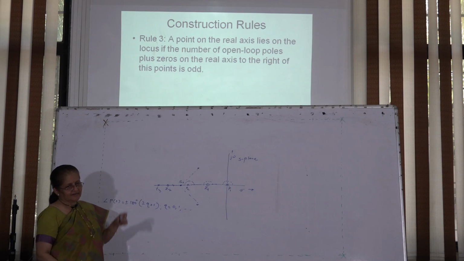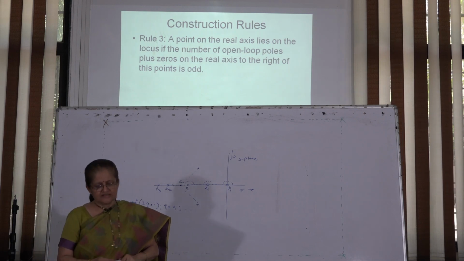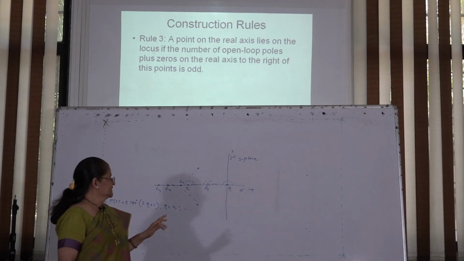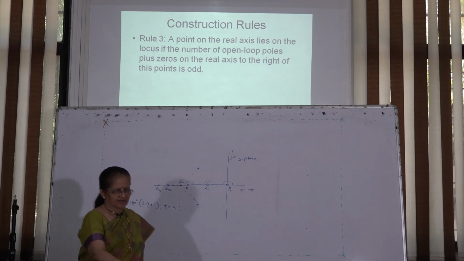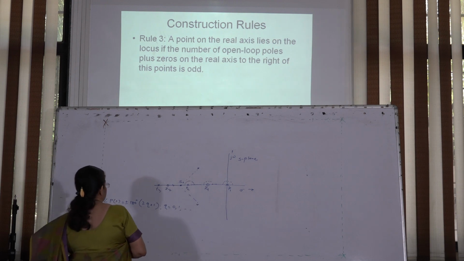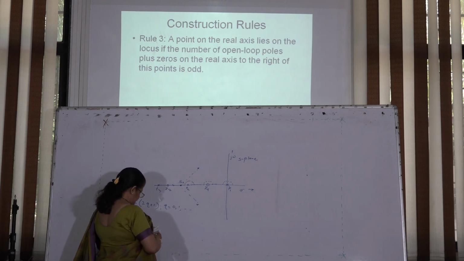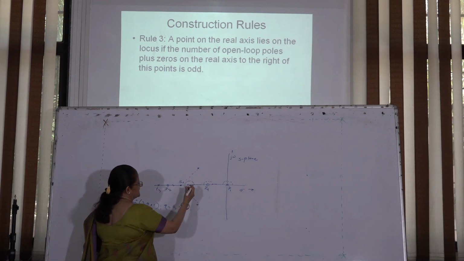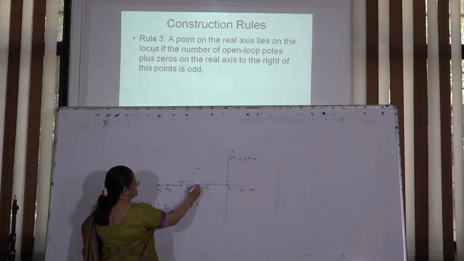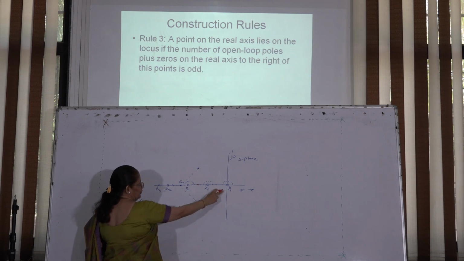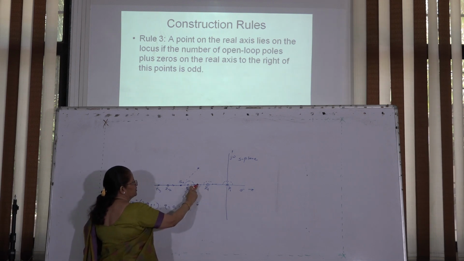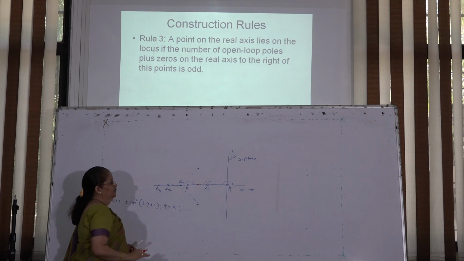And so I think now rule 3 is clear, a point on the real axis. Suppose I am considering instead of this point, whether this point on the real axis is on the root locus or not. So, what you will get? 1 zero, 1 pole. So, an even number you will get. So, this will not lie on the root locus.